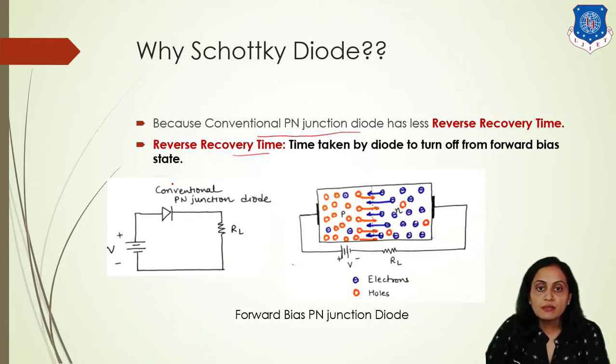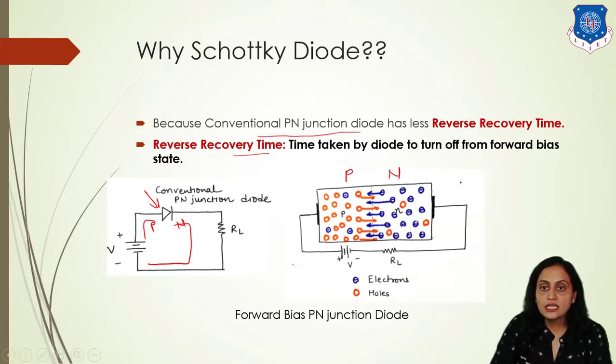So this is a conventional PN junction diode connected in forward bias with the battery, because this is the P side and this is the N side. You can see what happens inside the semiconductor material. There will be a movement of carriers, and the majority charge carriers are moving, causing a current. Instantaneously, if we remove this battery, what happens? If we turn off the diode from the forward bias, there is some time taken by this diode to turn off, and this is called the reverse recovery time, which we will see in detail.